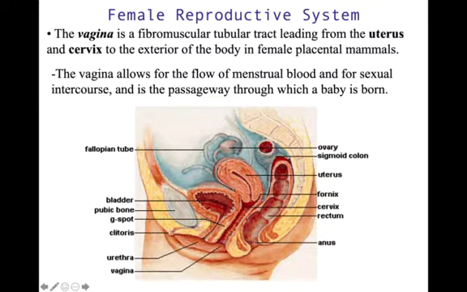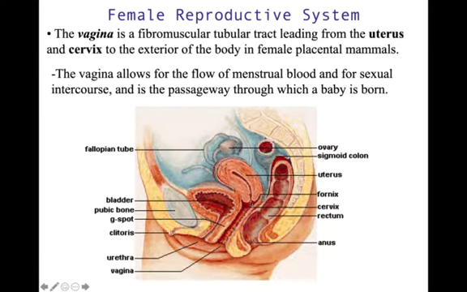Okay, the vagina is this narrow passageway right here. It's a very fibrous, muscular tubular tract leading from the uterus and the cervix to the outside of the body. What's the function of the vagina? Well, number one, it's used during intercourse, for the reception of semen from the penis. The second function is that it's the birth canal. This is where the baby will pass through during childbirth.